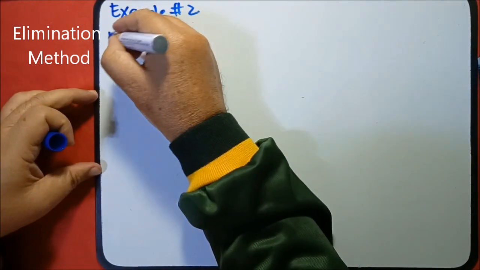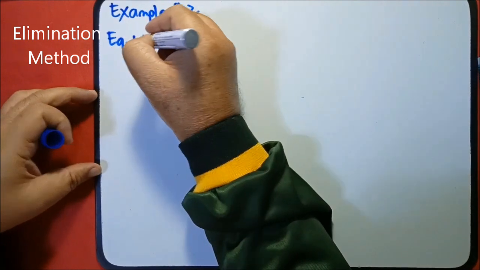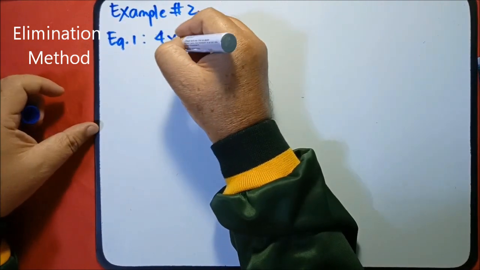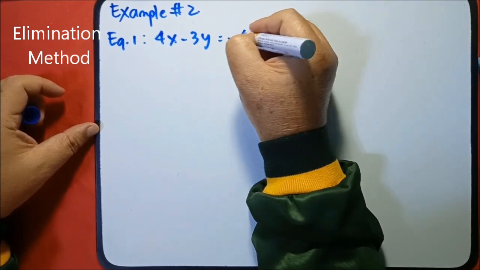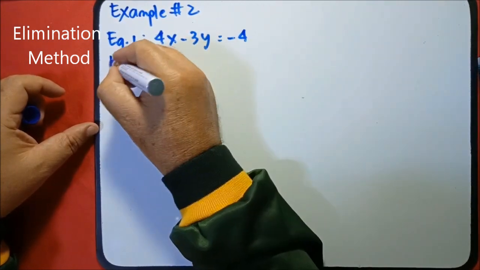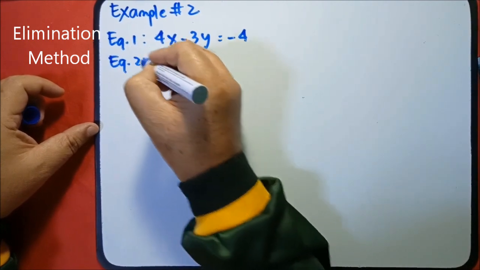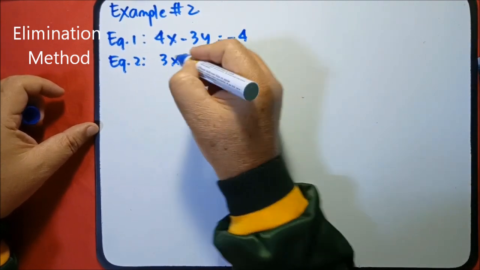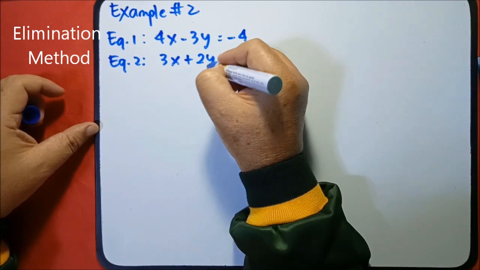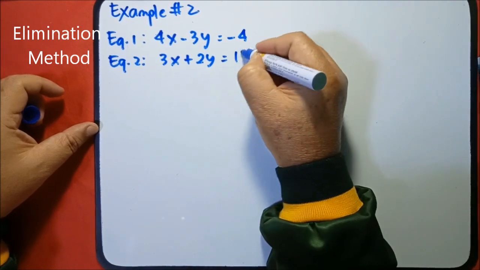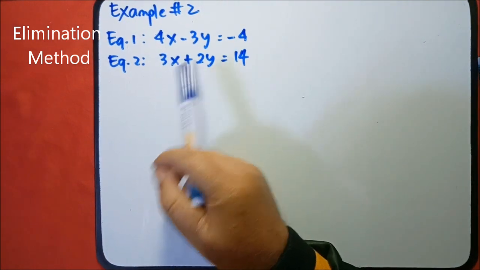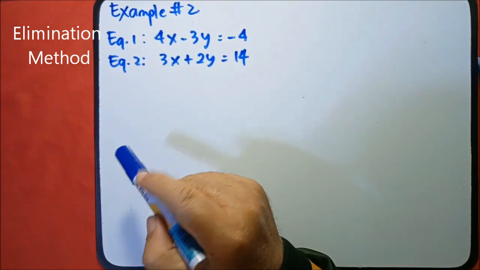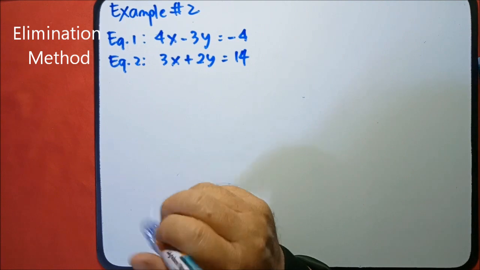Okay, equation number 1. Halagay natin 4x minus 3y is equals to negative 4. Equation number 2. 3x plus 2y is equals to 14. Okay, tanong. Sir, paano natin makancel out yung walang pwedeng maka-cancel out? Ano ang gagawin natin dyan?